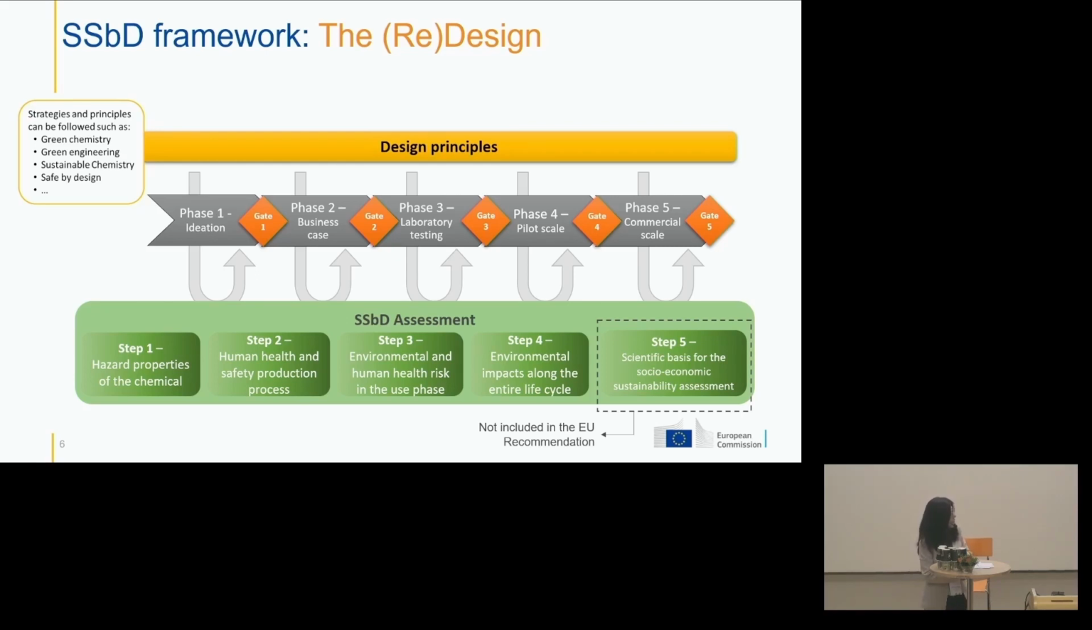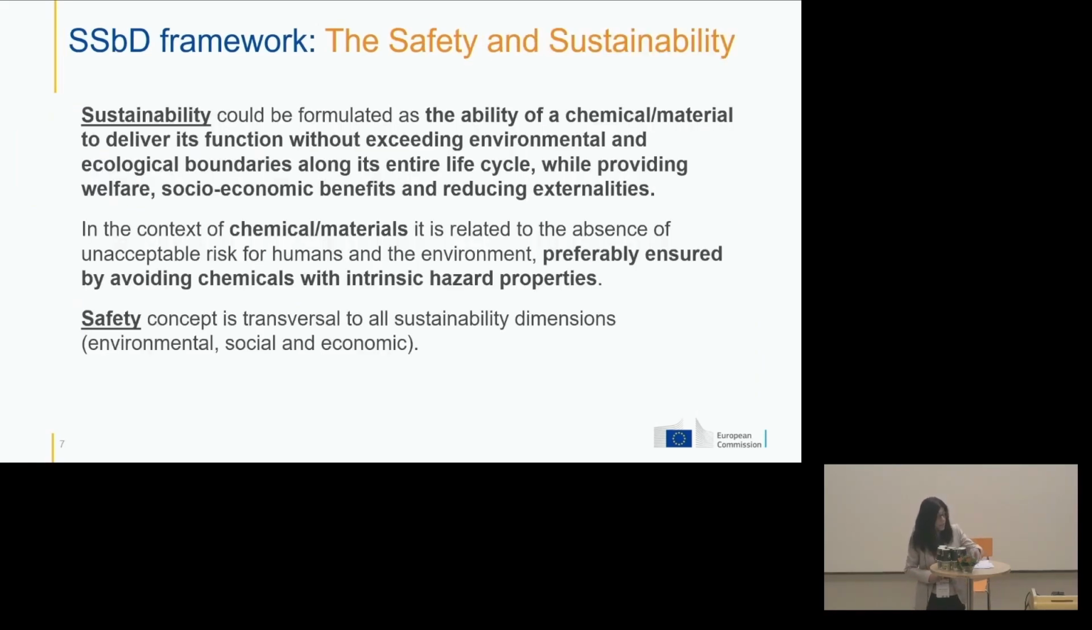And here, linked with the next one, the SSbD puts for the first time together the safety and sustainability dimensions as well, so that they have to be considered integrated into one another and not working in silos as it has been done so far. Sustainability is defined as the ability of a chemical material to deliver its function without exceeding environmental and ecological boundaries along its entire life cycle while providing welfare, socioeconomic benefits, and reducing externalities.